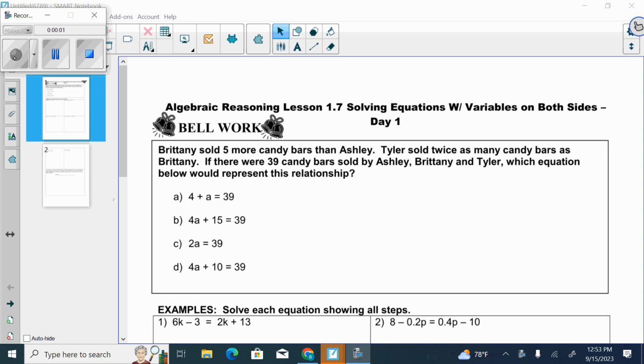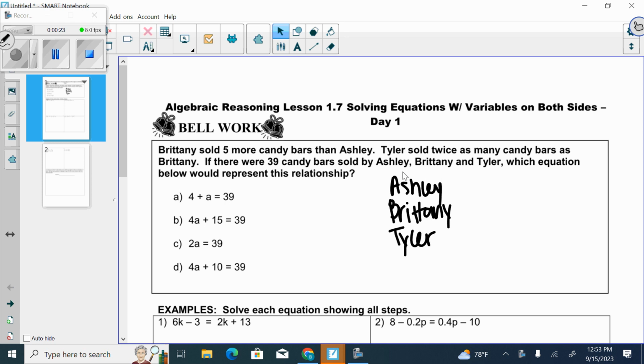Okay, so it says here, Brittany sold 5 more candy bars than Ashley. So we have Ashley and Brittany. Jessica. And then we have Tyler, who sold twice as many candy bars as Brittany. So now we also have Tyler.